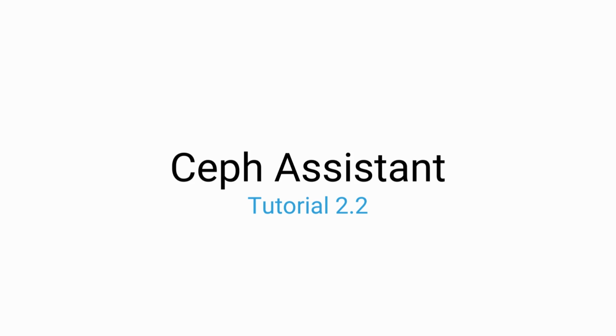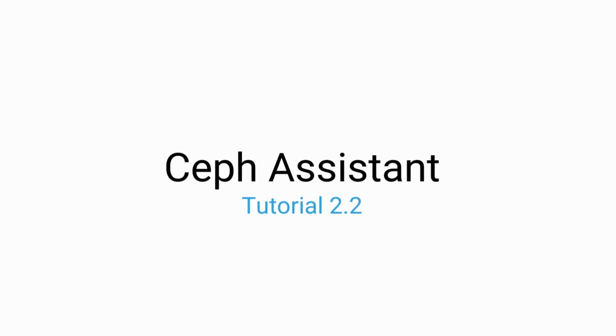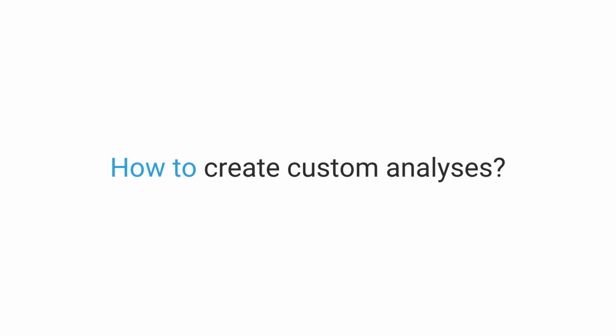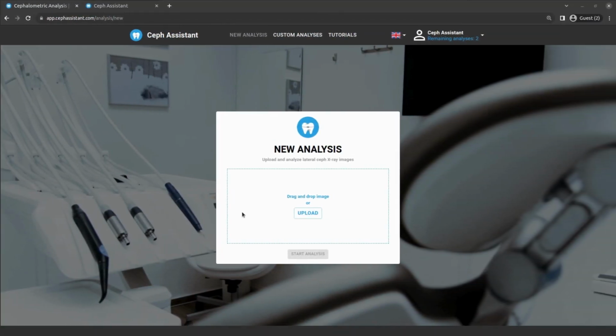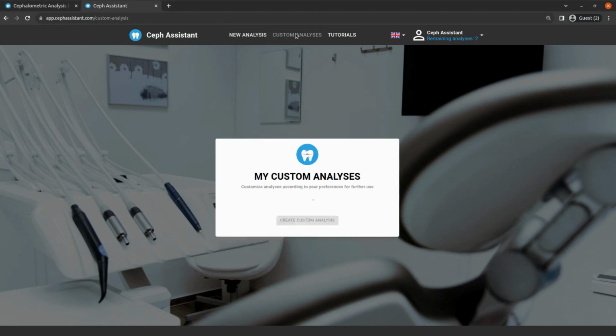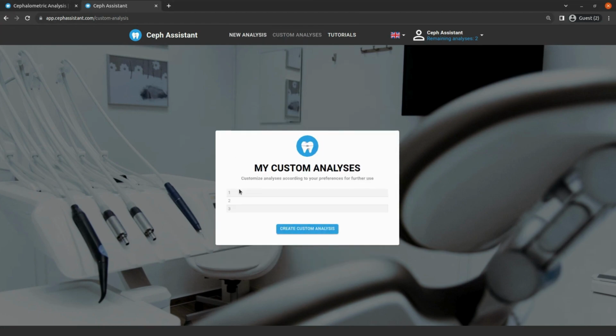Hello everyone. In this tutorial, I'll guide you through the process of creating custom analyses in Ceph Assistant. Begin by selecting Custom Analyses on the menu. You can customize up to 3 analyses. Click on the Create Custom Analysis button to get started.